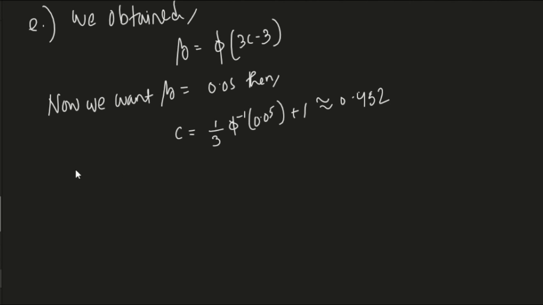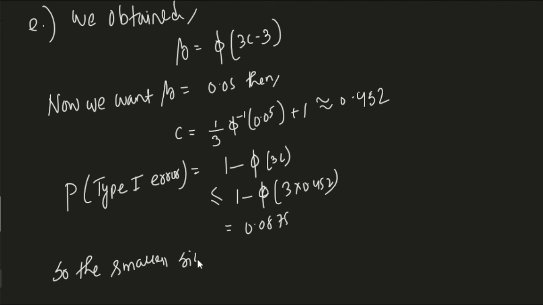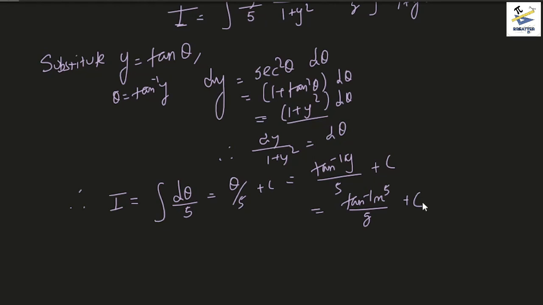Now we see that the smallest significance level we can achieve with this is, and since significance level is the same as type 1 error, we can see this equals 1 minus phi of 3c, and this is less than or equal to 1 minus phi of 3 times 0.452, which equals 0.0875. So the smallest, right.